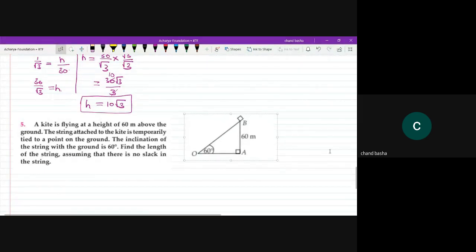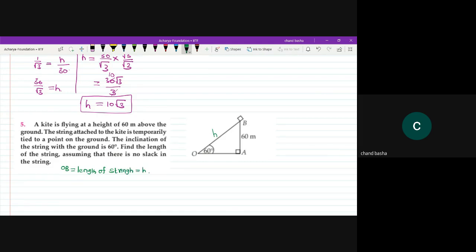Let us see the figure. The kite is flying in the sky, and it is tied with a rope. O is an observer. The string is attached to the kite, temporarily tied to a point on the ground. The inclination is given as 60. Which ratio are we going to use? Because what is he asking? Find the length of the string. Length of the string means this OB. OB is equal to the length of the string. This is what he is asking.